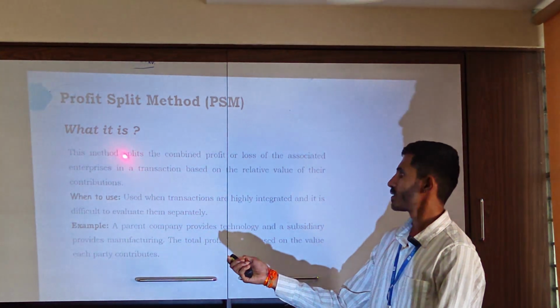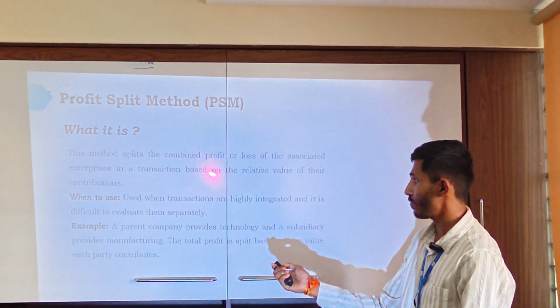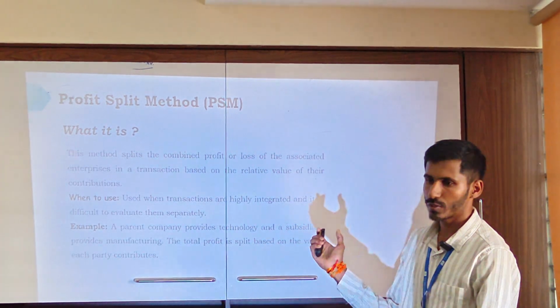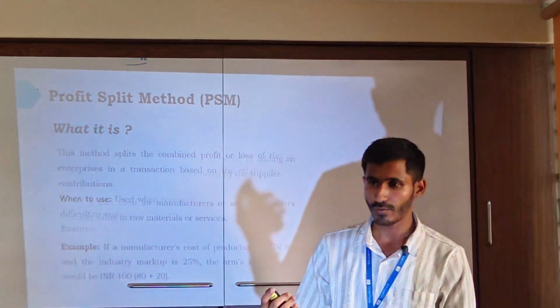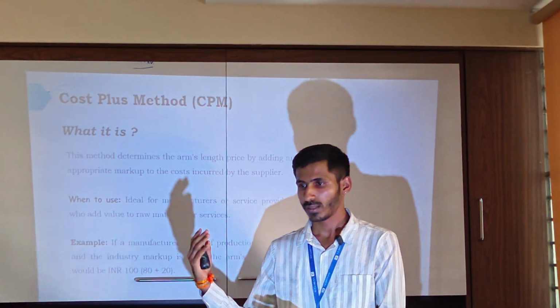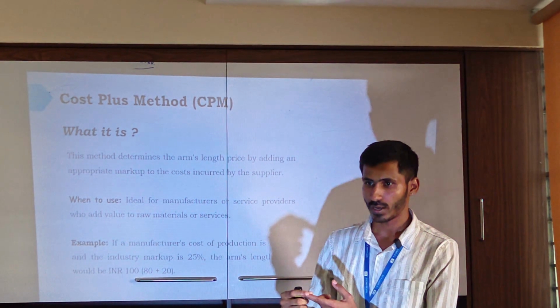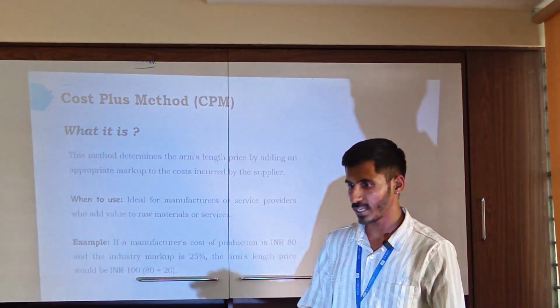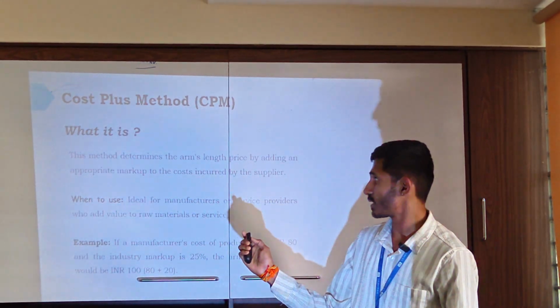So this method splits the combined profit or loss of an associate enterprise in a transaction based on the relative value of their contribution. So this is the definition. We have covered three methods now: comparable uncontrolled price method, CUP method, resale method, and profit split. The fourth method is cost plus method.